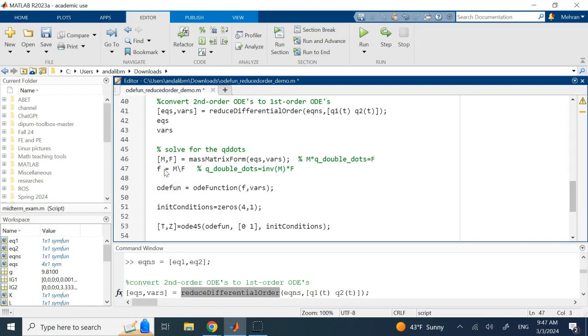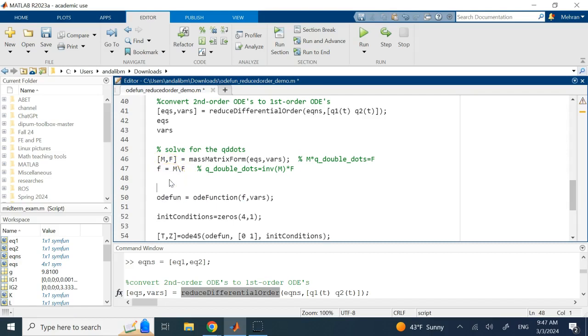Can I now use them in ODE 45? Not yet. They are symbolic equations. So now you have to what? You have to convert these symbolic ODEs into function handles usable by ODE 45. You have to convert them into function handles, because remember, ODE 45 uses a function handle, not symbolics. So what would you do now? This is your next function, ODE function.